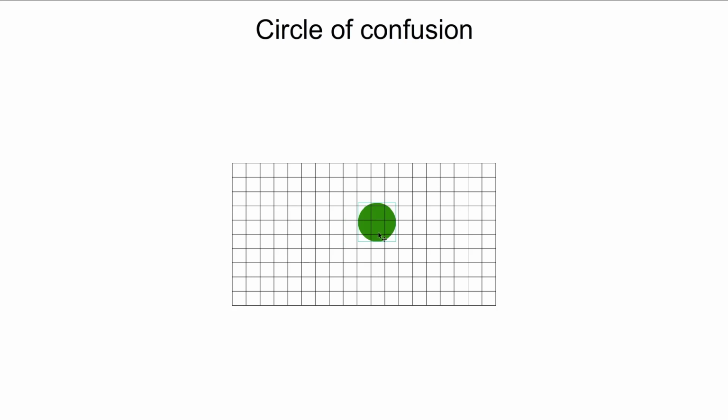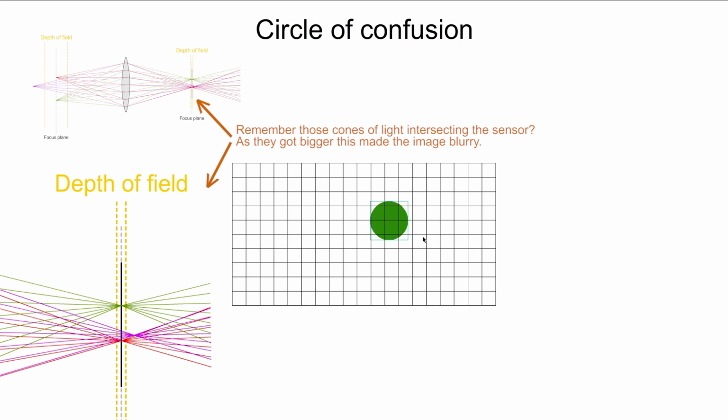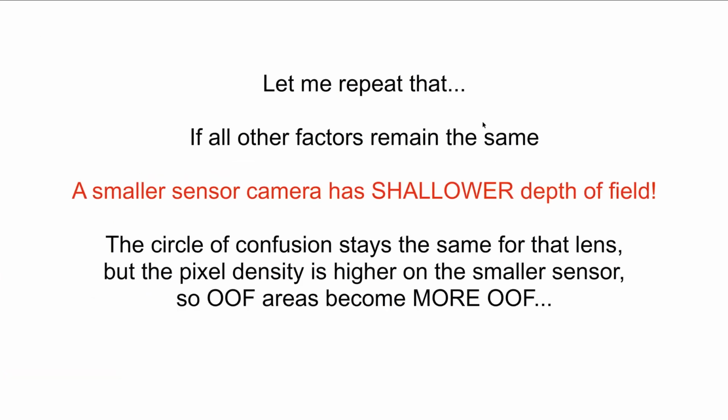This is what happens. Our point of light that was in focus and only covering one pixel is now covering about four pixels. So it's now starting to become out of focus because our sensor is smaller. This is what's called the circle of confusion, because the circle of confusion has essentially grown relative to the sensor. So we've now got more areas of the shot which are out of focus. So what does that mean? It basically means a smaller sensor camera has a shallower depth of field.